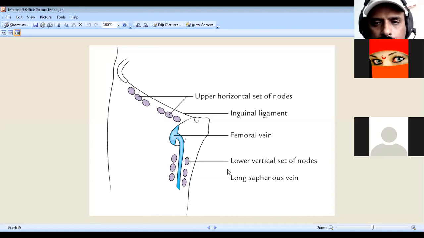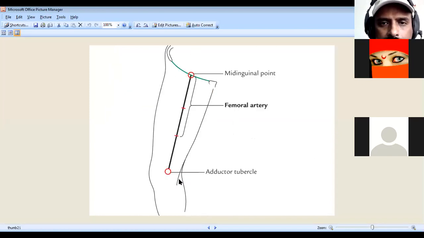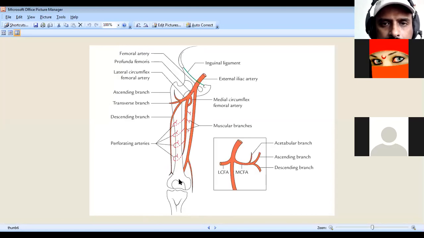So you have to know the lower vertical T-shape arrangement, and this is the femoral vein where the great saphenous vein opening is. So the great saphenous vein is also commonly asked.